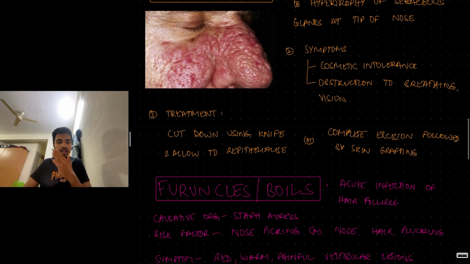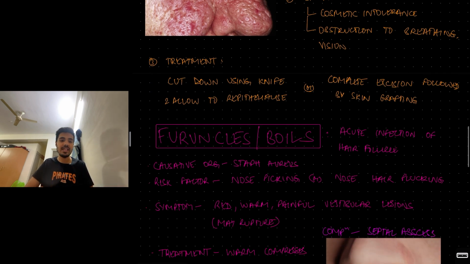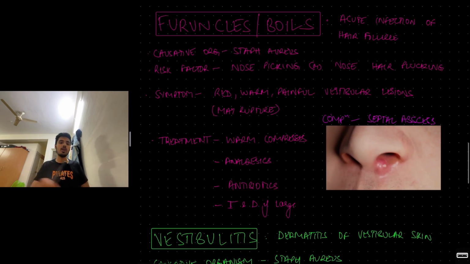Treatment: either cut it down using a knife and allow it to heal again, or completely remove it and then follow it up with skin grafting. Next, come to furunculosis, furuncles, boils, etc. This is an acute infection of the hair follicle.